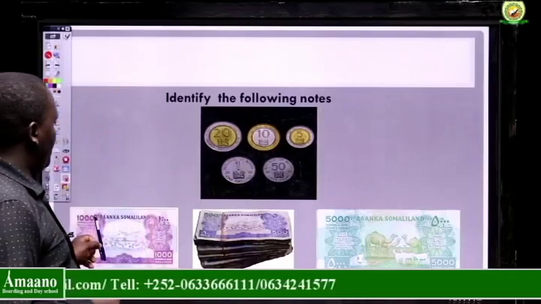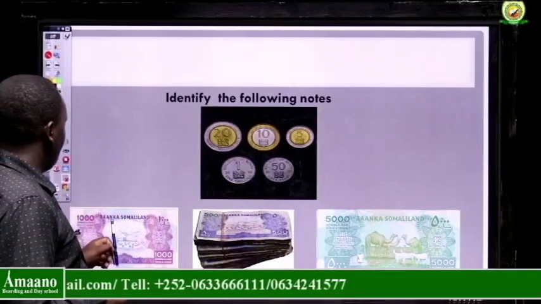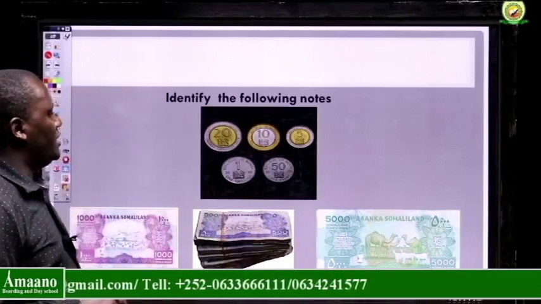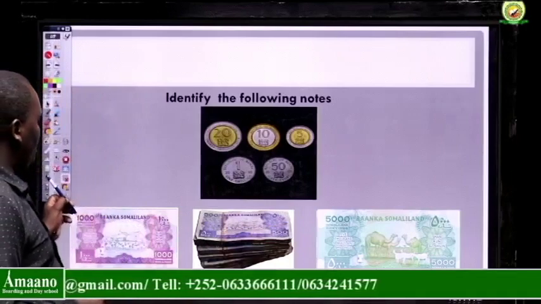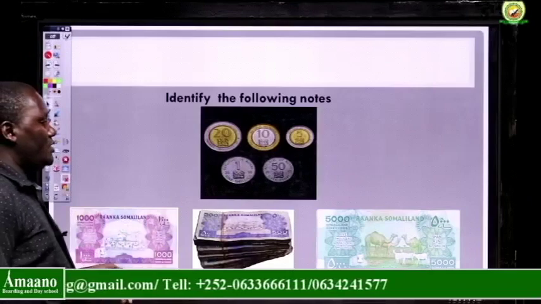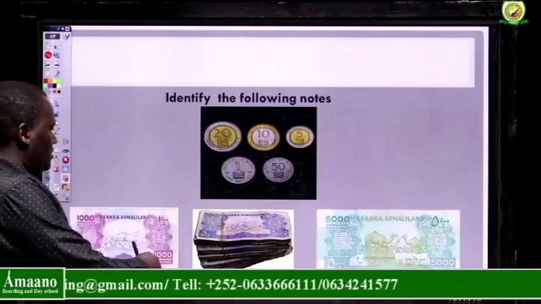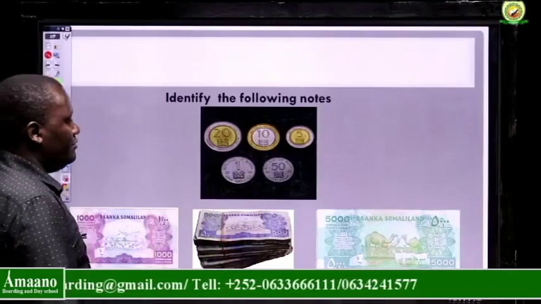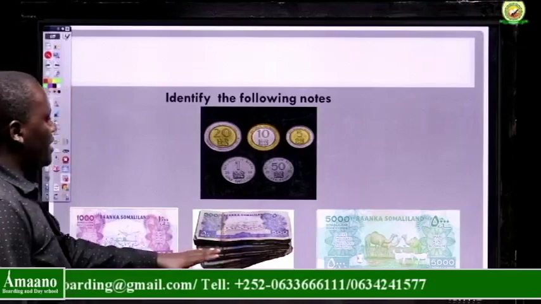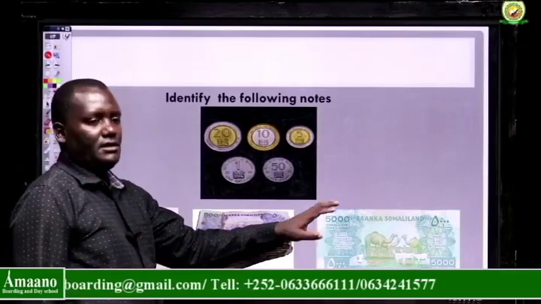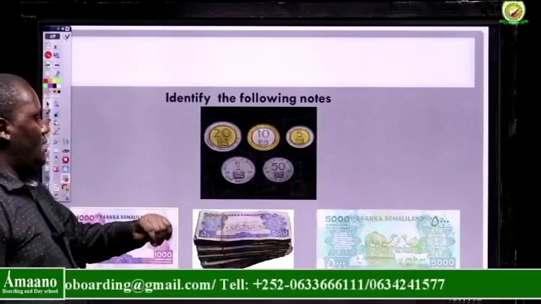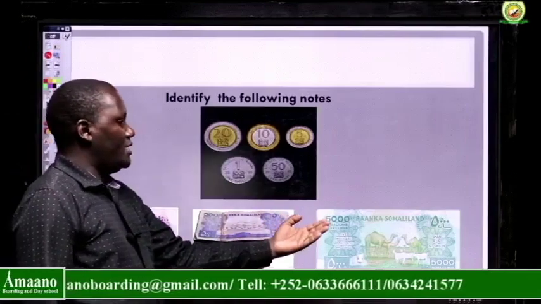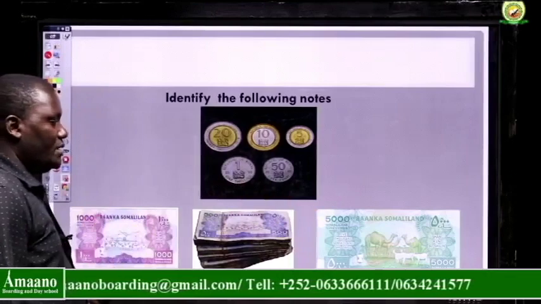In the next picture, we have 1,000 Somali shilling, 500 Somali shilling, and 5,000 Somali shilling. But I know in this country you are able to use the notes that are displayed down there. That is the 1,000 and the 5,000 shilling notes. These are the ones we use to buy and sell things here in Somaliland. And you are able to identify their values. That is, the 5,000 is more than the 1,000 shilling notes that we are having here.